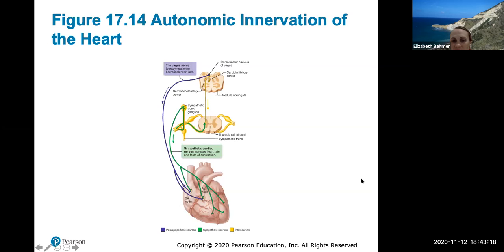So this is just a look at autonomic innervation of the heart. Again, it's a good reminder to understand that sympathetic cardiac nerves will increase heart rate and the force of contraction. Again, your sympathetic nervous system is the fight or flight response, and the vagus nerve of the parasympathetic will decrease heart rate.